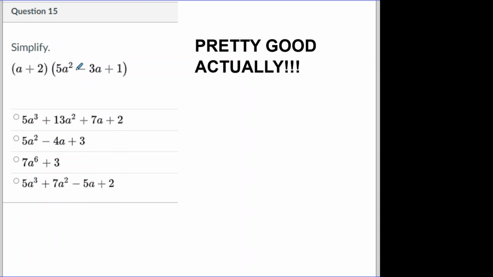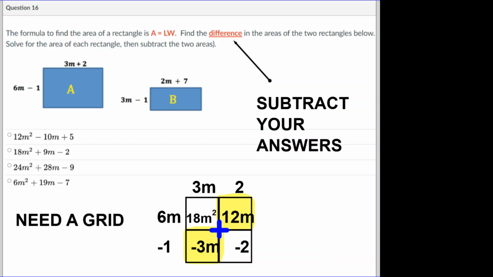People missed a negative sign here, so a times negative 3a on the grid is negative 3a squared, and you had 10a squared here. So if you missed the sign, you did 10a squared plus 3a squared, which was 13a squared, when it was supposed to be 10a squared add negative 3a squared, which would be 7. So once again, some people are just a little guilty of using a calculator, but that question was done really well compared to previous years.